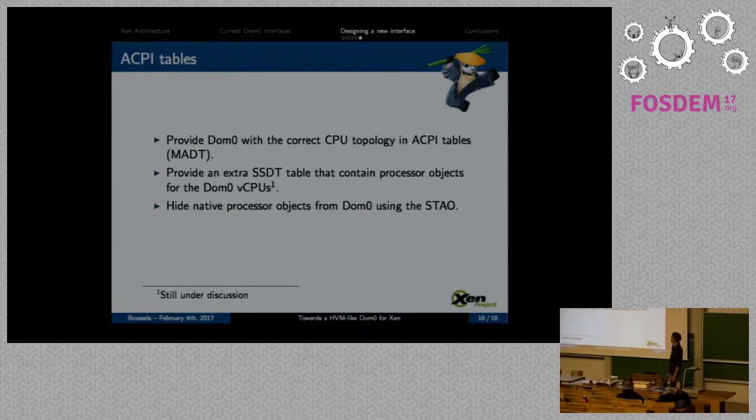And finally, we will hide the native processor objects from Dom0 using a table called STAO. It means the status override table, and it can be used in order to hide devices on the ACPI namespace. This table is actually under Xen control, so we can modify the version of this table and we can add new fields if we need to.